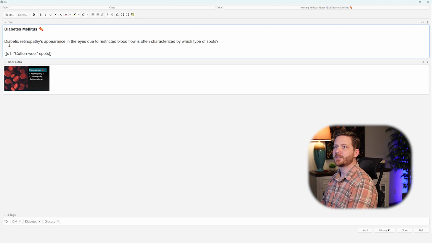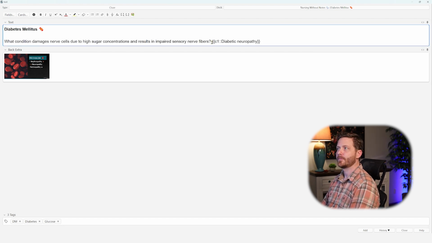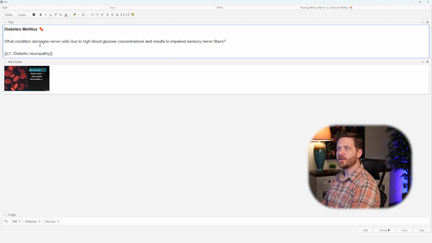You might come across this on a test. The diabetic retinopathy's appearance in the eyes due to restricted blood flow is often characterized by which type of spots? That'll be the cotton wool spots. Add that. What condition damages nerve cells due to high blood glucose concentrations and results in impaired sensory nerve fibers? And that's going to be the diabetic neuropathy. And we'll add that in to the deck.